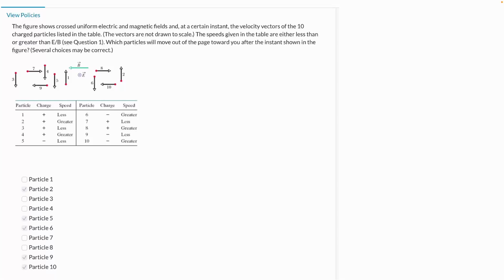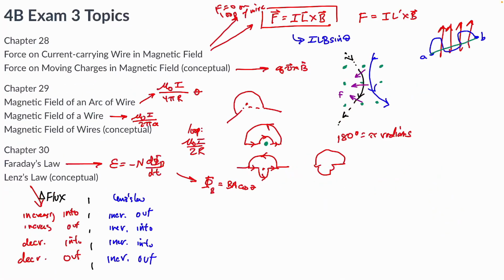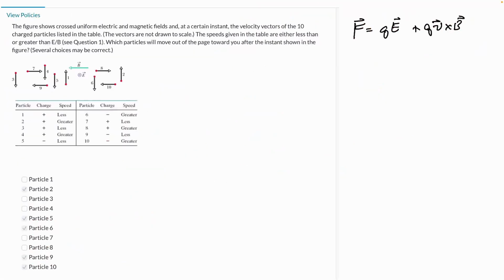So what we are doing is applying the whole enchilada, the entire Lorentz force law. Two parts, right? Force on moving charges in magnetic fields. We did a bunch of it.